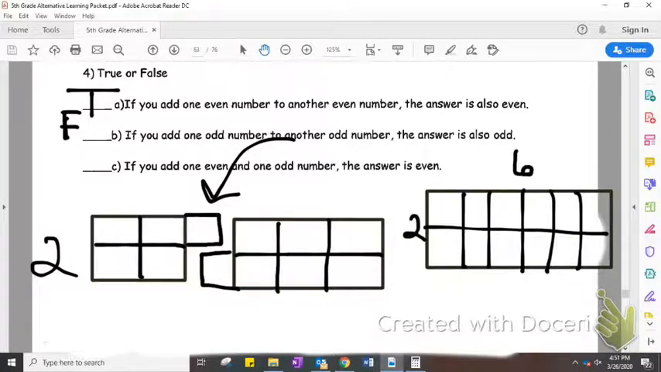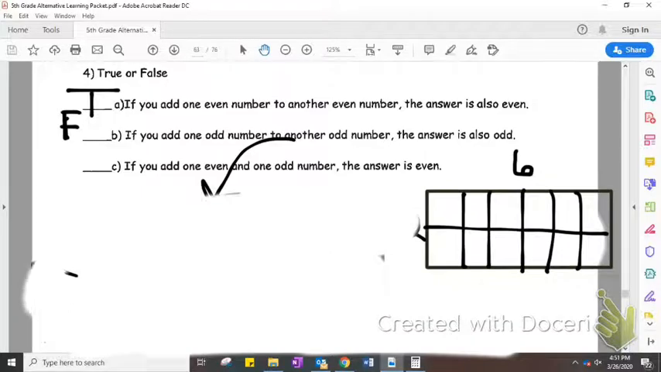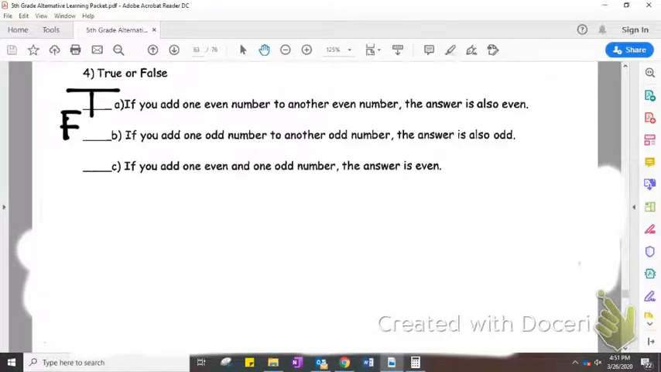Six by 2. That is divisible by 2. It's an even number. All right. So examples can help you, and also building arrays can help you.